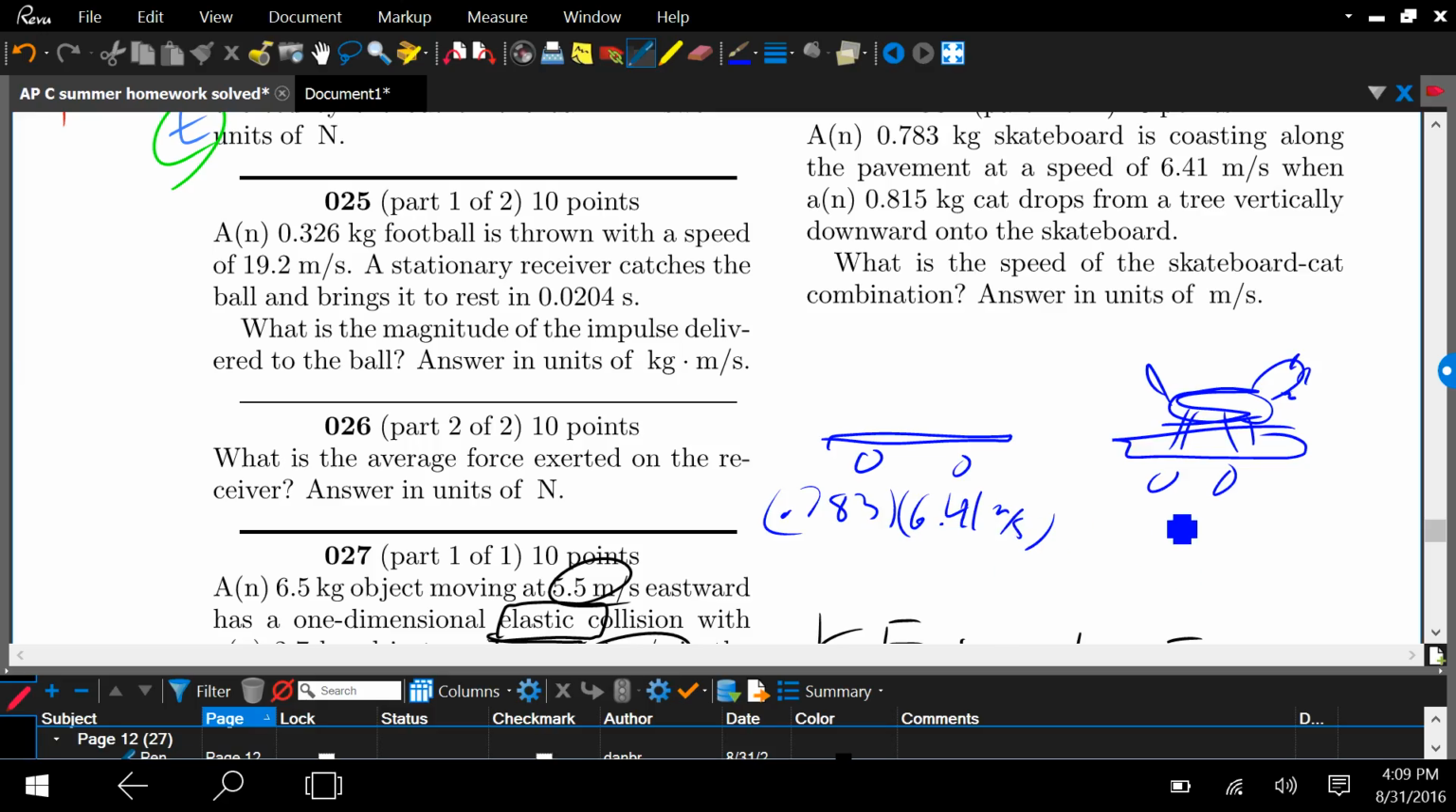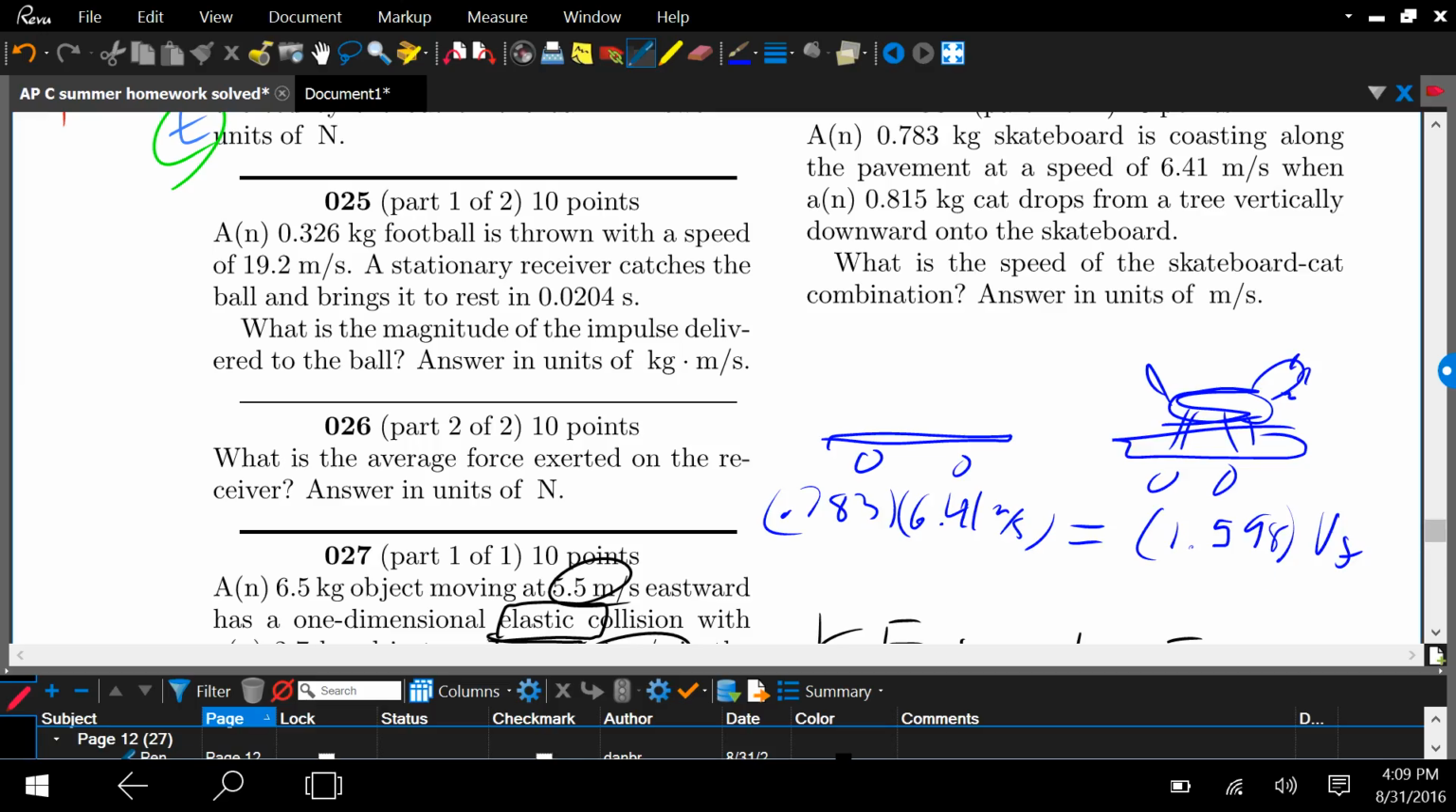Then we can look at their completely inelastic collision again, or perfectly inelastic collision, where these two stick together, and add up the masses. It looks like it's 1.598 kilograms times their final velocity together. And so you set those two terms equal to each other, divide both sides by their mega mass or combined mass, and we end up with the final velocity.